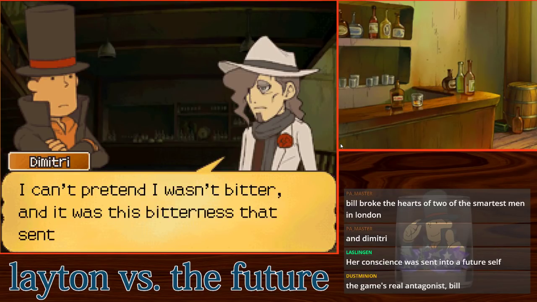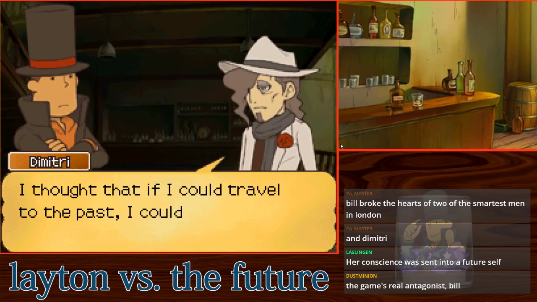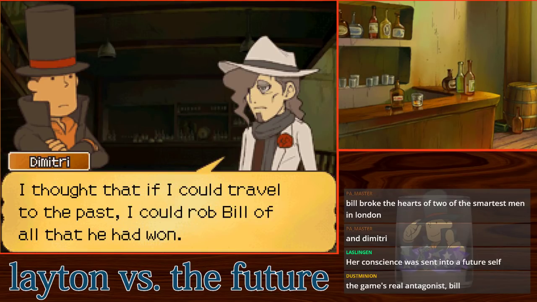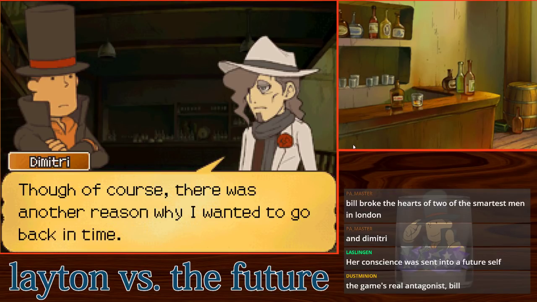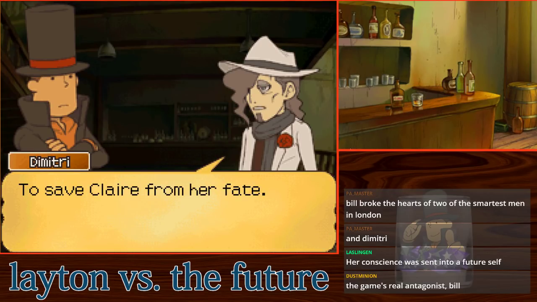I can't pretend I wasn't bitter, and it was this bitterness that sent me back to my research. I thought that if I could travel to the past, I could rob Bill of all that he had won. Of course, there was another reason why I wanted to go back in time. To save Claire from her fate.